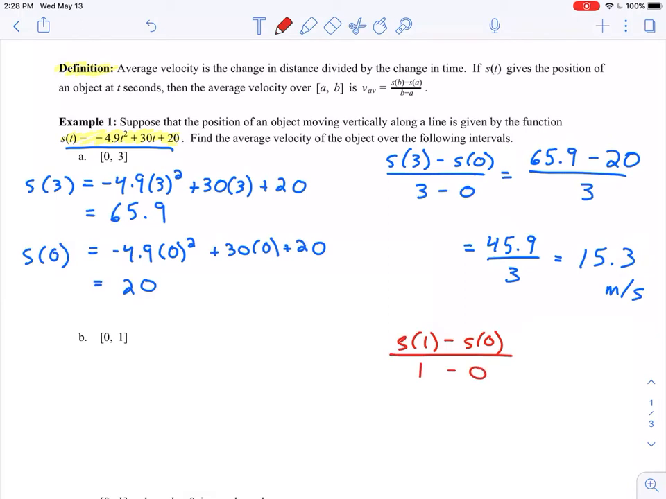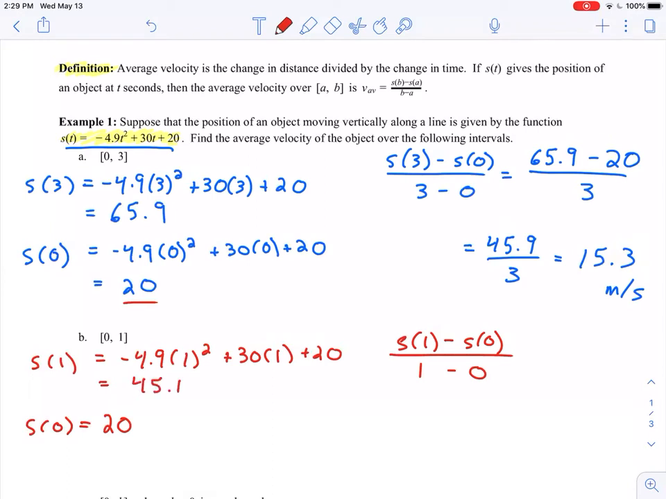Again, off to the side, we want to look at what s of 1 is and what s of 0 is. In this case, s of 0 we actually found before. That's just 20, so we don't need to do that work again. But s of 1, we'll plug into our position function: negative 4.9 times 1 squared plus 30 times 1 plus 20. We crank those numbers out and should end up with 45.1.